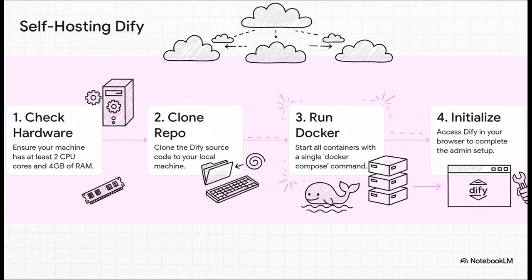And hey, if you do go the self-hosted route, you might be surprised at how straightforward it is. It really just boils down to these four main steps. First, you check that your system meets the minimum requirements. Then, you clone the code from the repository. Next, you run one single Docker Compose command. And finally, you launch the app in your browser and finish the setup. The whole thing is designed to be accessible, even if you're not some DevOps guru.